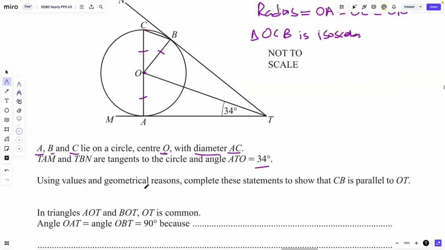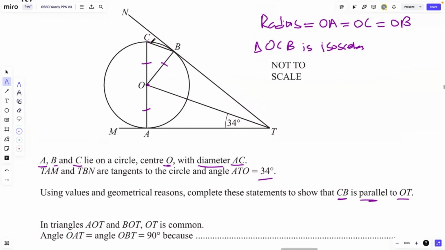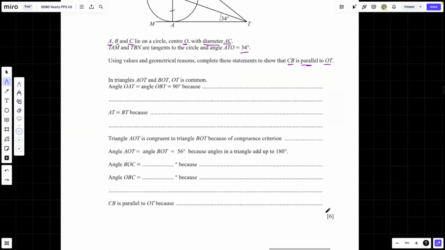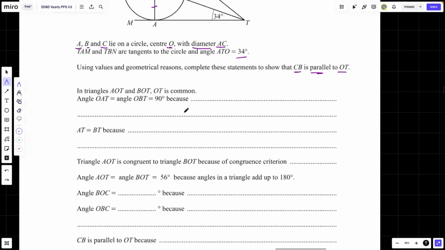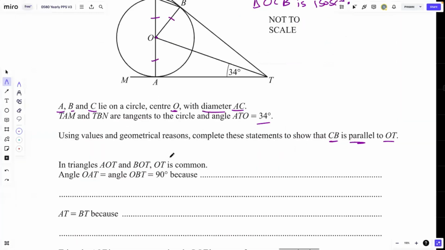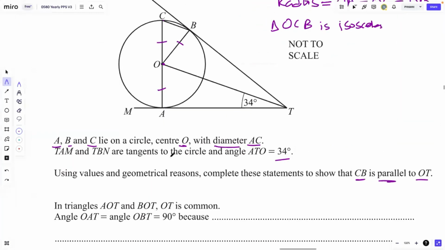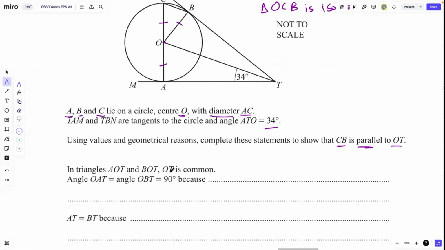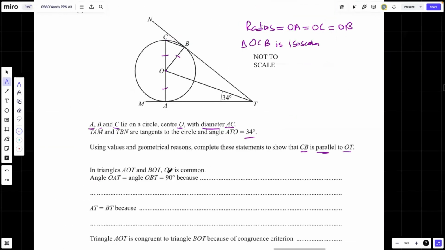Using values in geometrical regions, complete these statements to know that CB is actually parallel to OT. So CB is going to be this line. It's parallel to this line OT. So you'll have to prove that. So let's just have a look at it. You have a lot of reasoning to give here for 6 marks. So let's just go one step at a time to understand this further. Won't complicate things with too much explanation here. We'll just go one step at a time to understand this in much more detail.